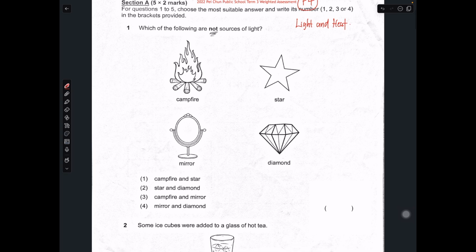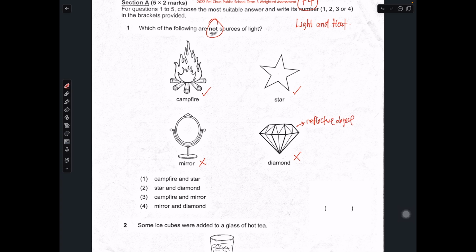Which of the following are not source of light? Let's identify which one is the source of light first. The source of light will be your campfire and star. They are definitely a source of light. Mirror is not a source of light, together with your diamond, because they are reflective object.